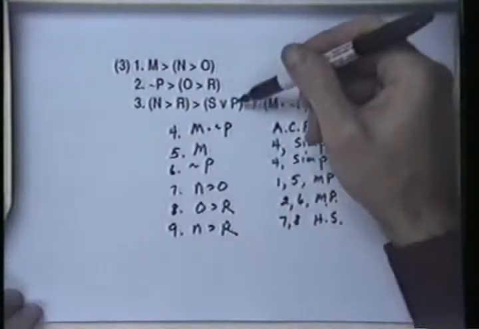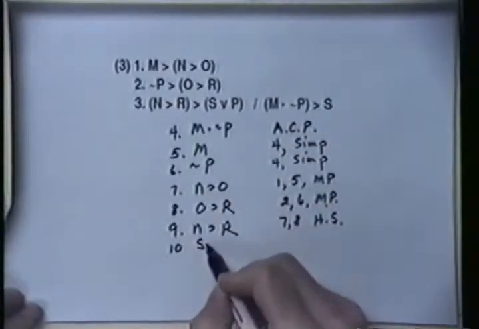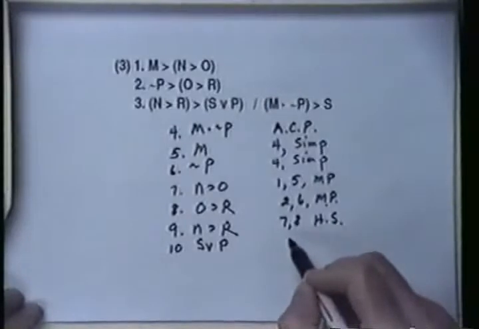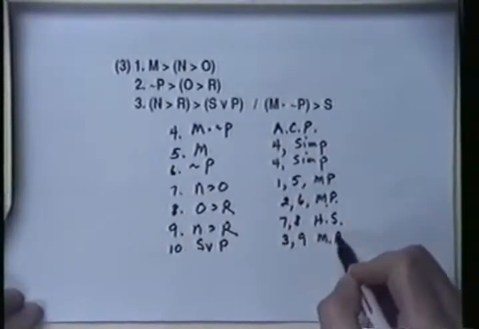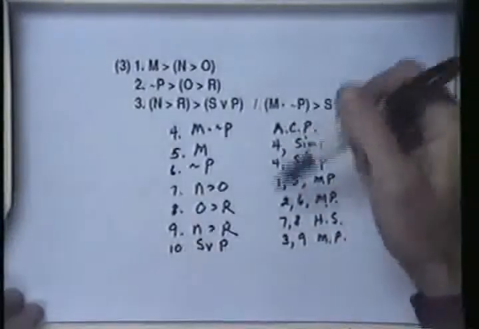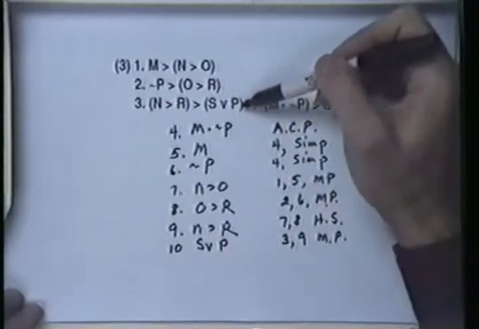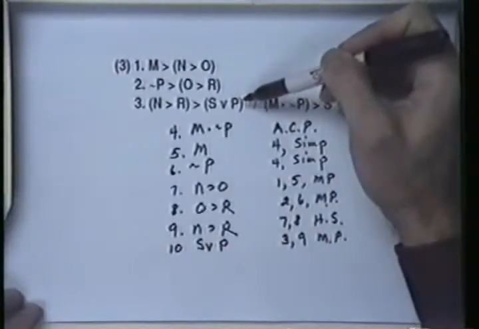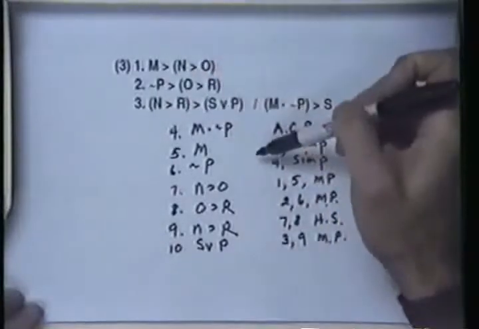And now we've got the antecedent of line 3. So of course S or P is gotten with 3 and 9, modus ponens. Notice at this point too, another part of conditional proof, we can bring in line 3. We can work on line 3, as it were, inside the subproof. That's fine. You can bring information into the subproof.